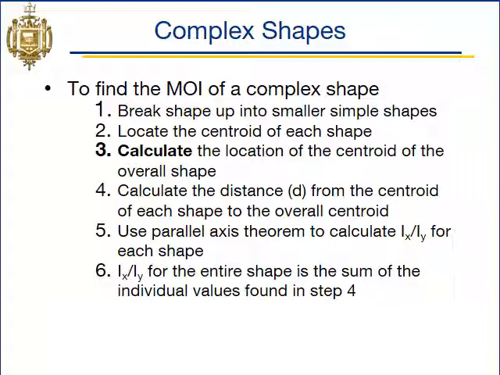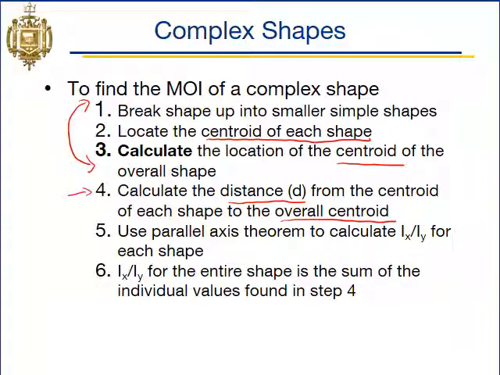Essentially, steps 1 through 3 we've seen before: find the centroid of the overall shape, making sure that you don't skip locating the centroid of each shape. So we've already seen this before. Step 4 is a little bit of a difficult part of the process. You need to calculate the distance from the centroid of each shape to the overall centroid.